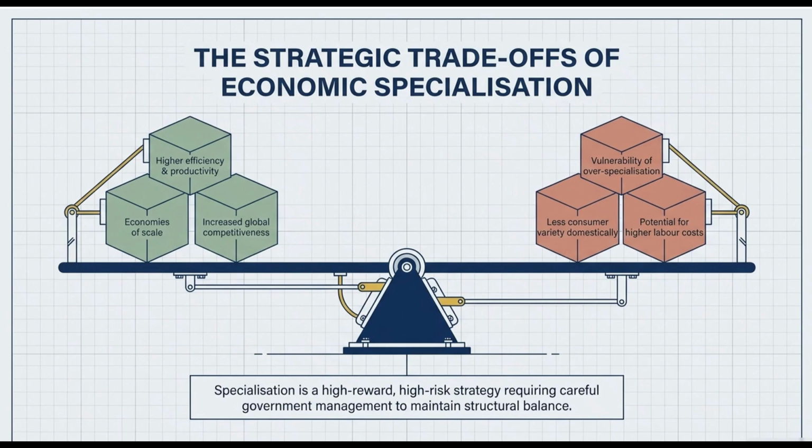Now, let's see the strategic trade-offs of economic specialization. Economic specialization has both benefits and risks. Definitely, right? So when countries focus on a few industries, they can become highly productive and competitive. So they can have higher efficiency and productivity.